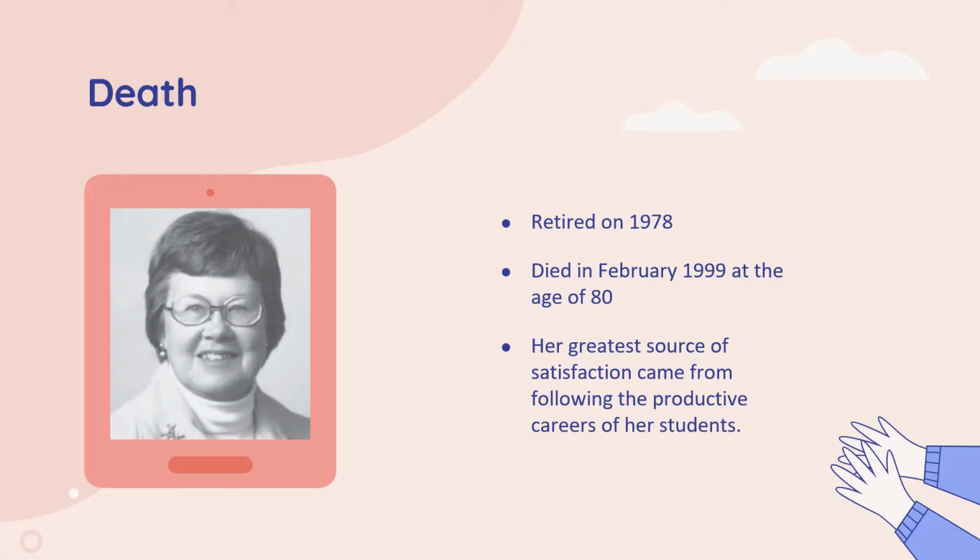Dorothy Johnson retired in 1978. She died in February 1999 at the age of 80. Before she died, she was pleased that her theory had been found useful in furthering the development of a theoretical basis for nursing, and was being used as a model for nursing practice on an institution-wide basis. However, she reported that her greatest source of satisfaction came from following the productive careers of her students.